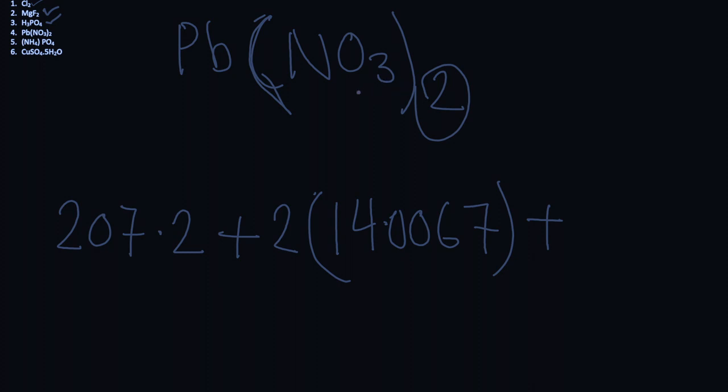Then we write plus again. We don't write 3 moles of oxygen because we have 2 as the subscript. So we have to times this 3 with the 2. That will give us 6. That means we have 6 moles of oxygen. So we write 6 before the parentheses. Inside the parentheses, we write the mass of 1 mole of oxygen. So 1 mole of oxygen is 15.999. Okay, so we write that. Then we just have to add all of them.